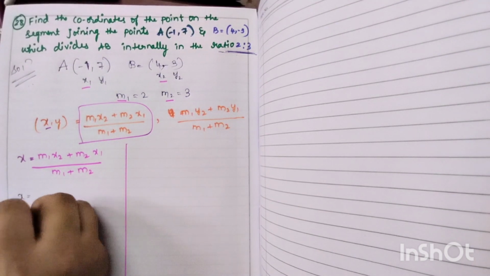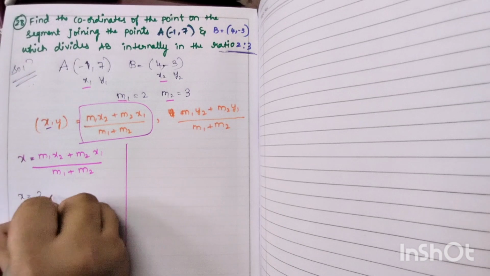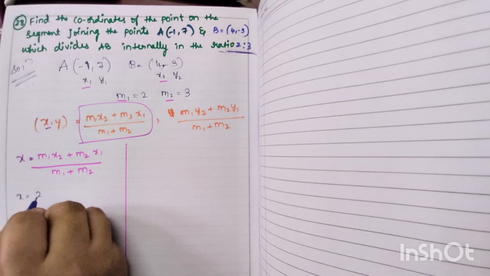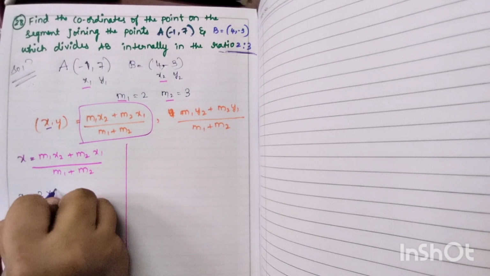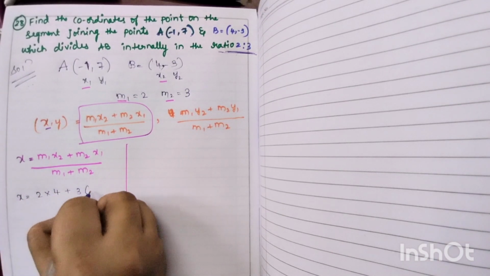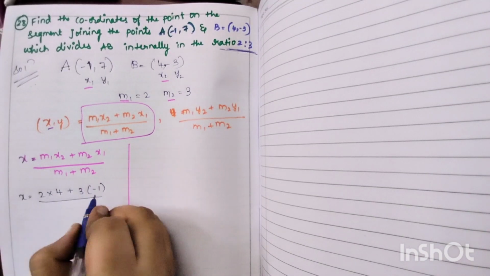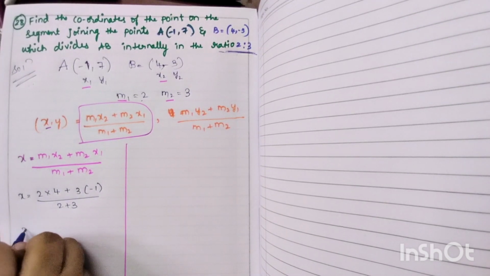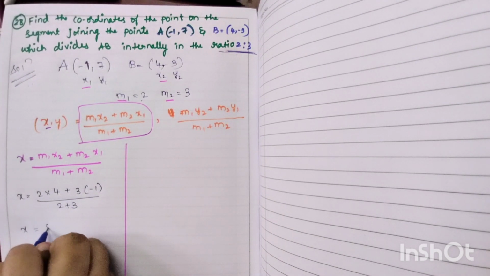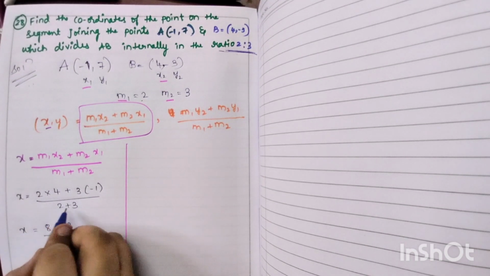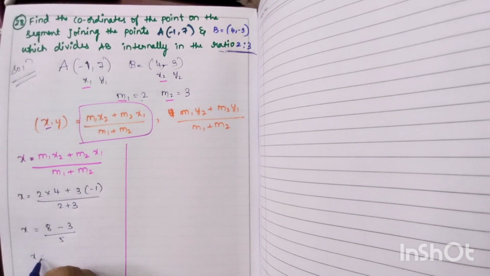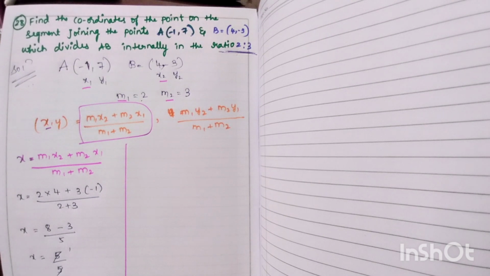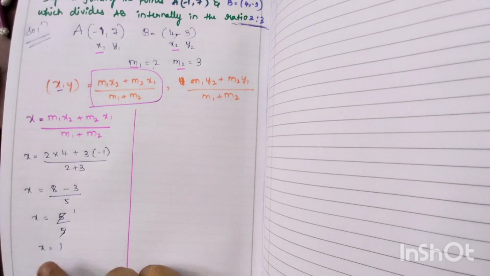So x is equal to, what is m1? m1 is 2, into 4, then plus 3 into minus 1, divided by what is m1 and m2? m1 plus m2 is nothing but 2 plus 3. Then x is equal to 8 minus 3, then 2 plus 3 is 5, then x is equal to 5 divided by 5. So we'll get 1. x is equal to 1. This is the x coordinate. Got it?